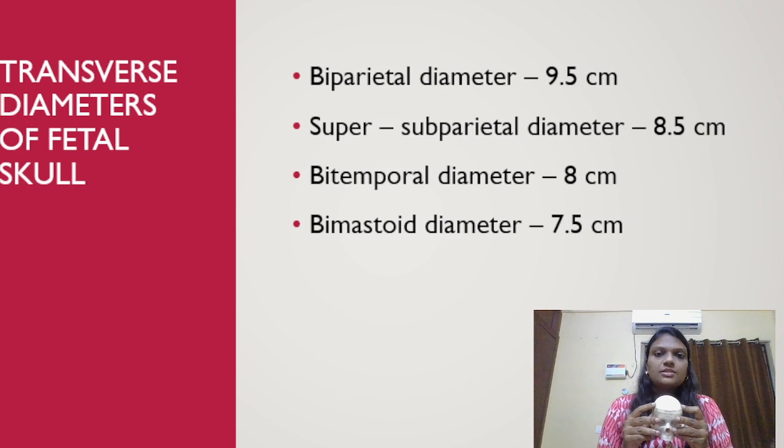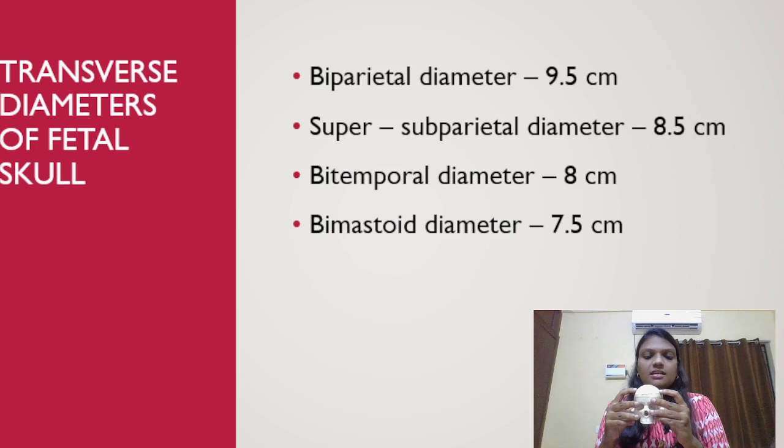The next transverse diameter is the super and subparietal diameter, where on one side the diameter starts above the parietal eminence, on the other side it is below the parietal eminence. Super and subparietal diameter is about 8.5 centimeter. The significance of super and subparietal diameter will be explained in the mechanism of labor.